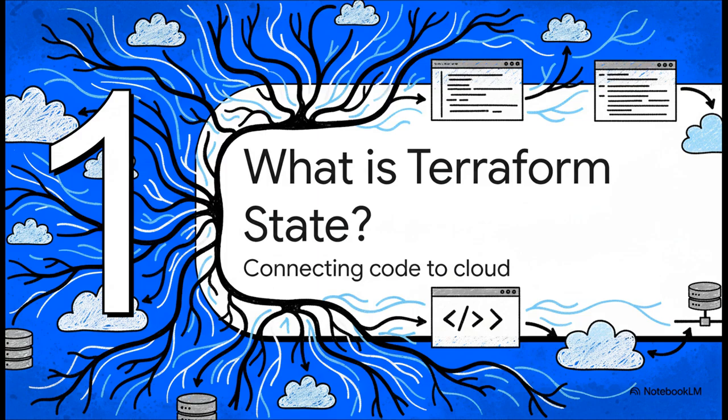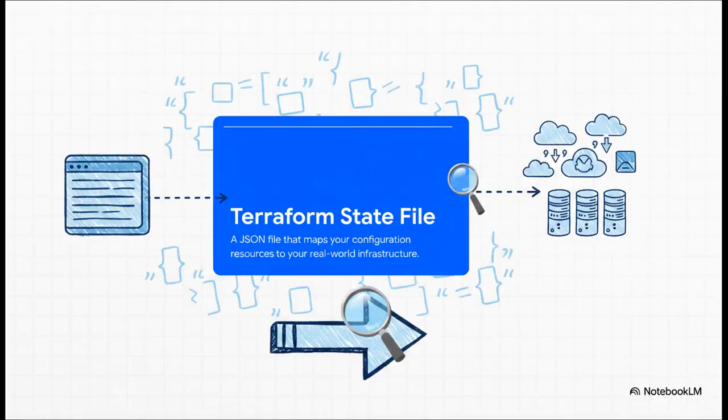Okay, first things first, what exactly is this state we keep talking about? Well, you can think of it as the central nervous system of your entire Terraform project. It's the blueprint, the single source of truth. At its core, Terraform State is just a JSON file, usually called terraform.tfstate. But don't let that fool you. This file is everything. It is literally the map that connects the beautiful code you've written to the real live resources running out there in the cloud. You see, without it, Terraform is completely lost.